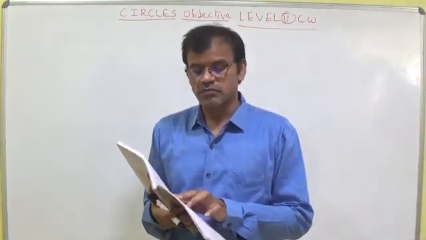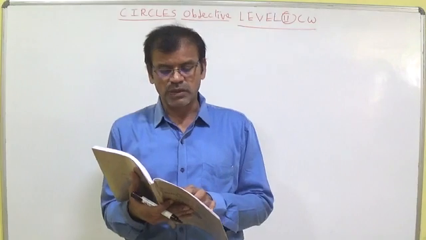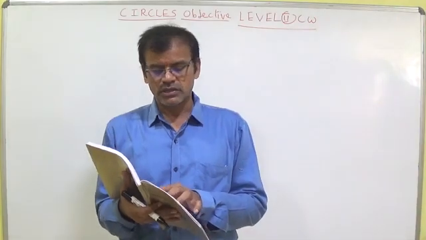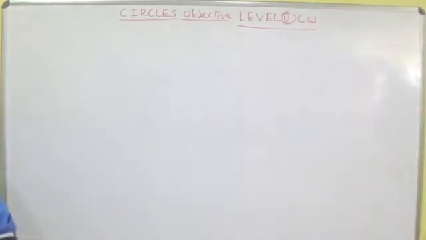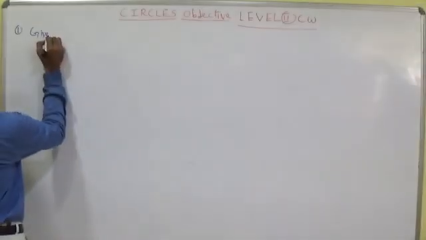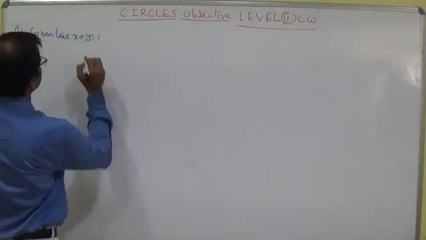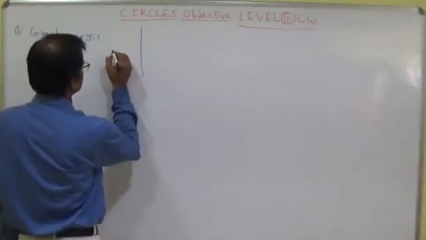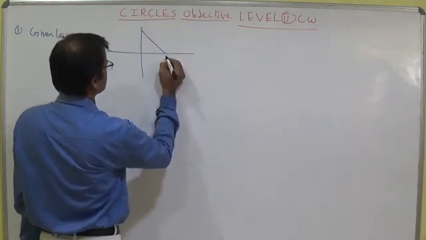The line x plus y is equal to 1 cuts the coordinate axis at P and Q, and a line perpendicular to it meets the coordinate axis at R and S. Find the equation of locus of point of intersection of PS and QR. The given line is x plus y equal to 1. Put it like this. This is the line x plus y equal to 1.